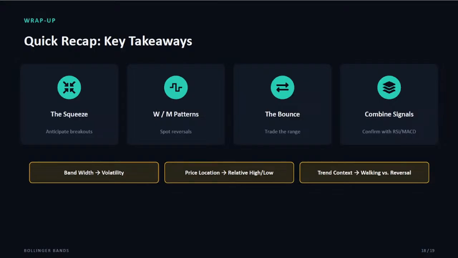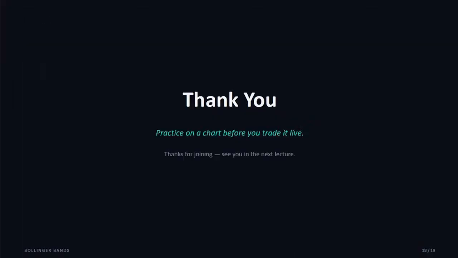And we covered 4 practical techniques you can start practicing today: the squeeze, for anticipating breakouts after a period of unusually low volatility; W bottoms and M tops, for spotting potential reversal patterns; the Bollinger Bounce, for range-bound, sideways markets; and combining Bollinger Bands with a second indicator, like RSI, which strengthens the confidence behind every single one of the other 3 techniques. That brings us to the end of today's lecture.